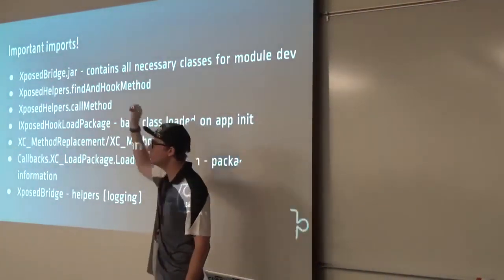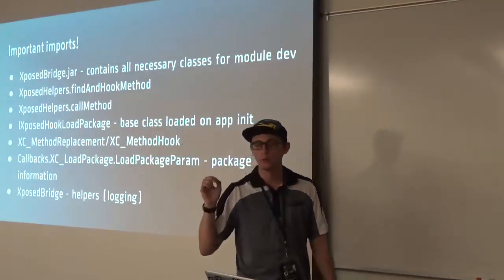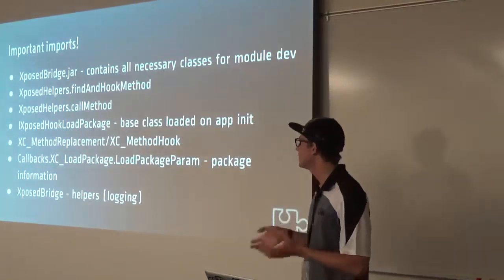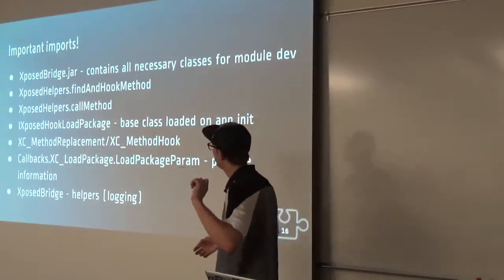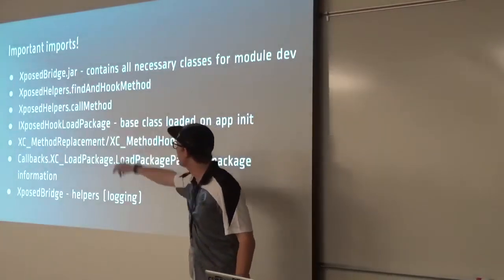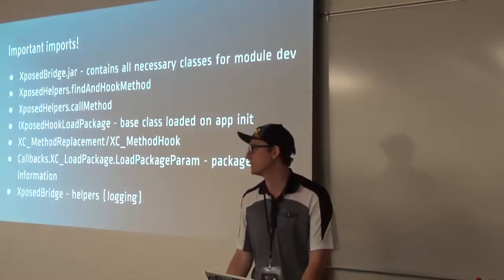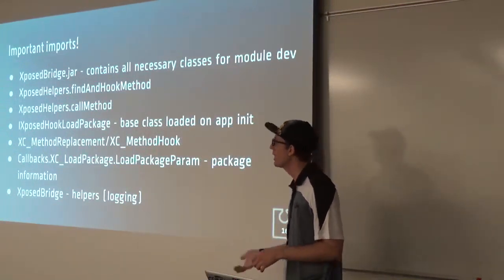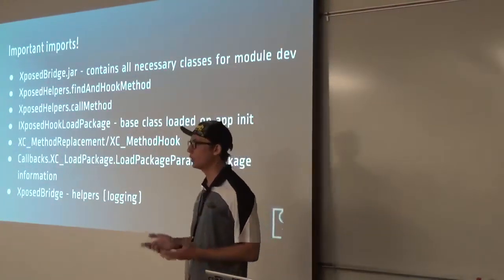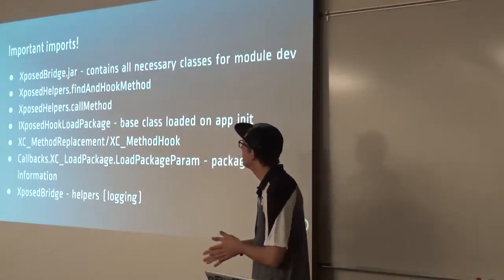This is the jar that it loads. You need this to be able to build these modules. They essentially compile to APKs, and the Xposed framework will allow you to enable them and disable them. XposedHelpers findAndHookMethod, we're going to be living on this. It finds a method by class name and method name and parameters, and will allow you to hook it and change it into whatever way you want.